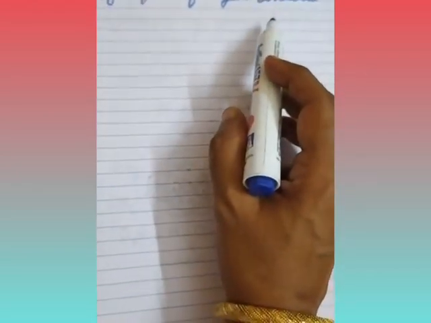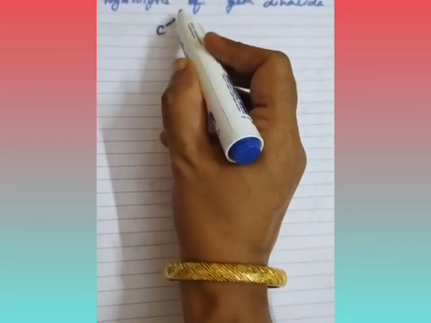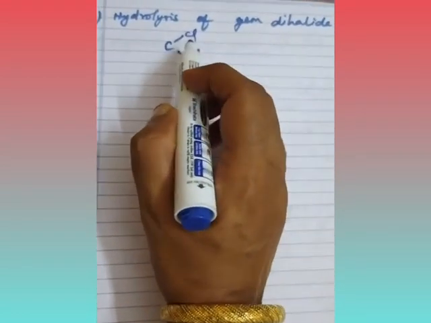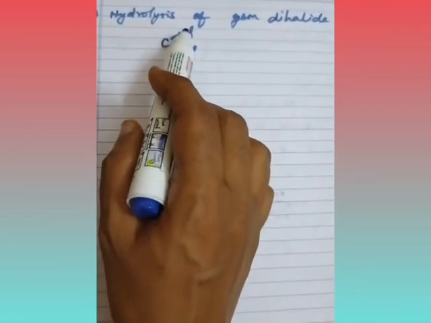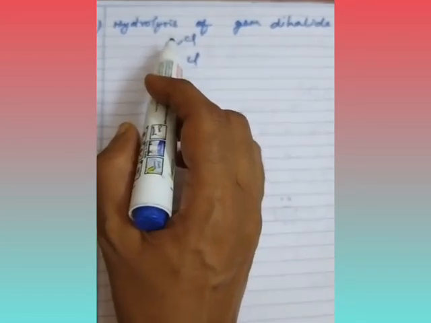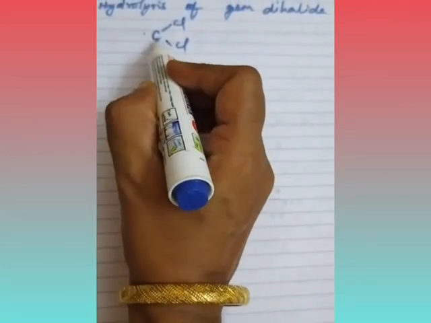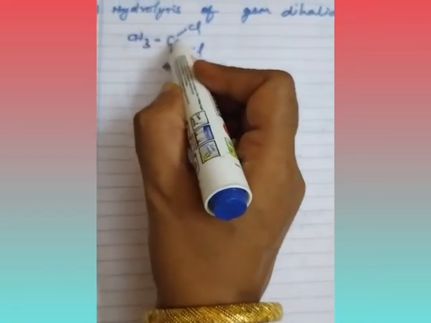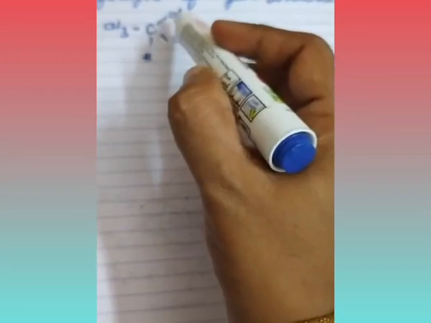Hydrolysis of gem dihalide. What do you mean by gem dihalide? The halogens are attached to the same carbon, which may also be present in the terminal position. So if both halogens are attached to the same carbon atom, they are called gem dihalide. Now let us take one example like this. Here I can put a compound like this, CH3, CH, Cl, Cl. Okay, so both the halogens are attached to this carbon atom.